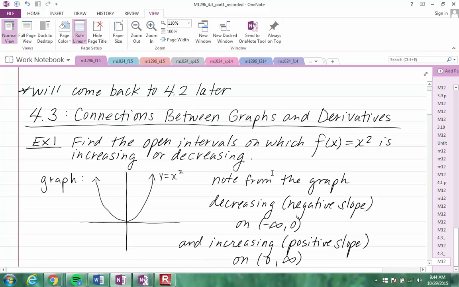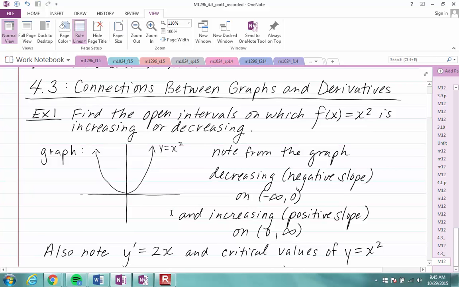So this is something that you're going to be asked to do in this section, and we're doing a simple example here because you probably already know the answer and want to connect with your intuition. So here's a graph of y equals x squared, and we can note that the graph is decreasing from negative infinity to zero because we have a negative slope of the tangent line for all the tangent lines that would be coming in to x equals 0 from the left. Then the graph is increasing from 0 to infinity because we have a positive slope for all the tangent lines on that interval.